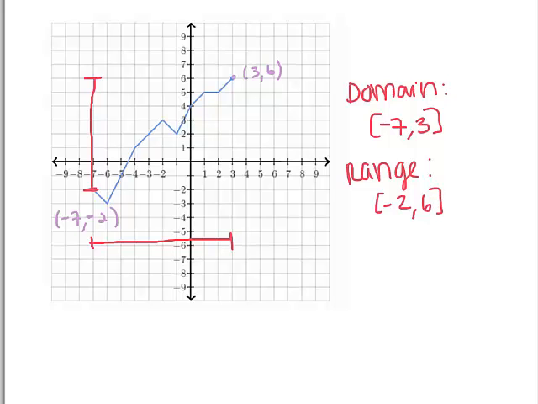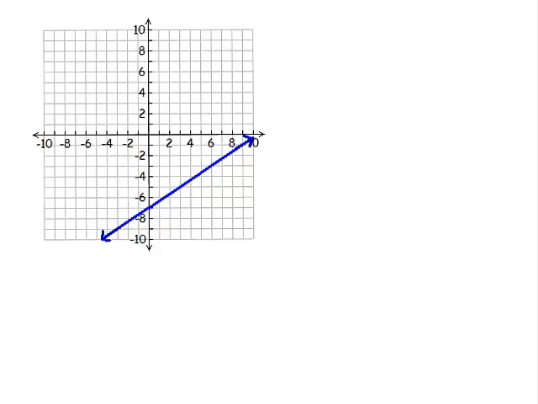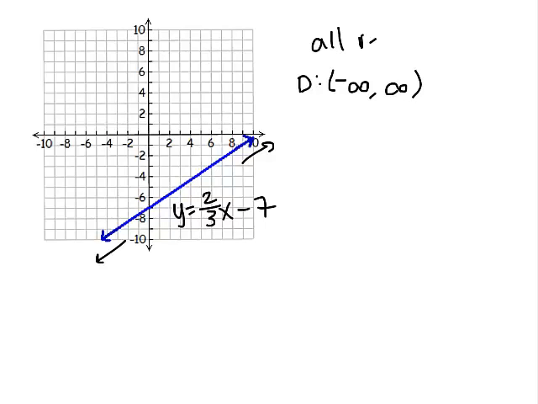What about graphs that don't have endpoints? Take a look at this line. This is the line y equals 2/3 x minus 7. Now the arrows on either end of the line tell you that it goes on forever in both directions. That means that it goes on forever horizontally, making the domain all real numbers, and we can rewrite that as from -infinity to +infinity. Range being the same thing.